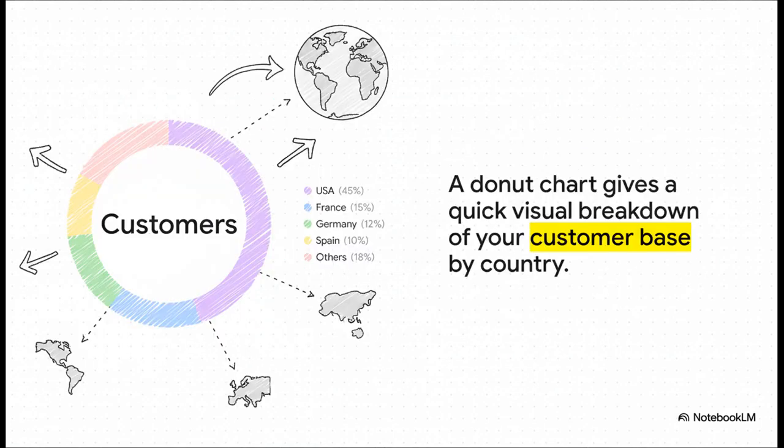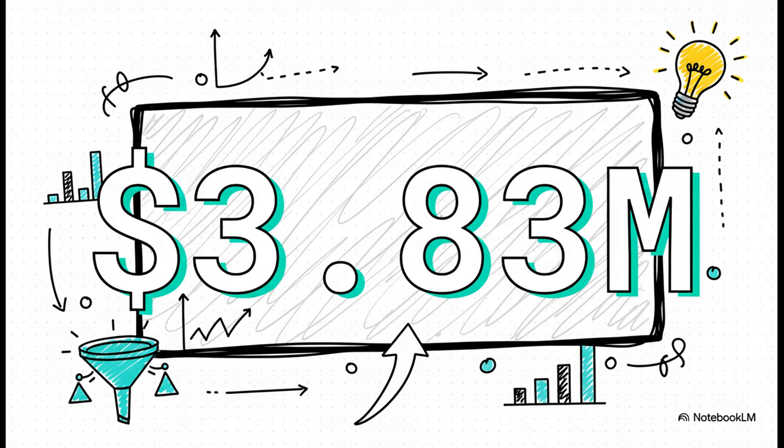Or how about this? A donut chart. It might look simple, but it's telling us a huge story about our customer base. In a single glance, we know which countries our customers are coming from. That's a massive insight for thinking about your international strategy. And remember that total profit measure we created with DAX? Here it is. We can put it right up front in what's called a card visual. 3.83 million. It's big, it's bold, and it's the single most important number on this page. No way you can miss that.